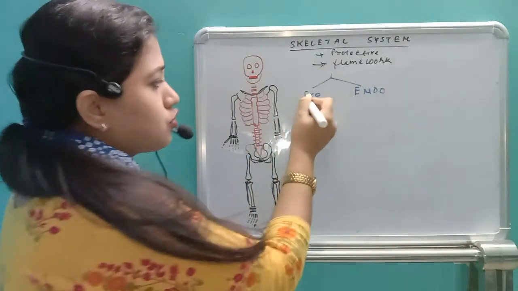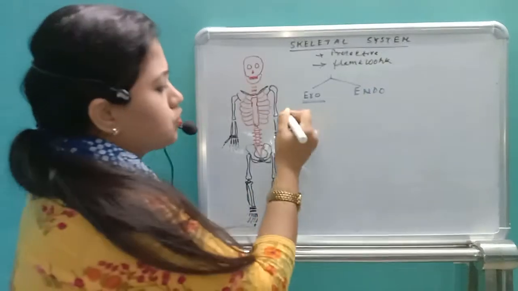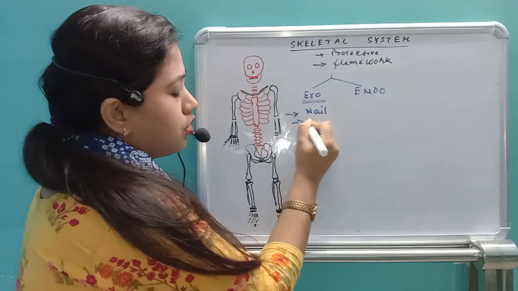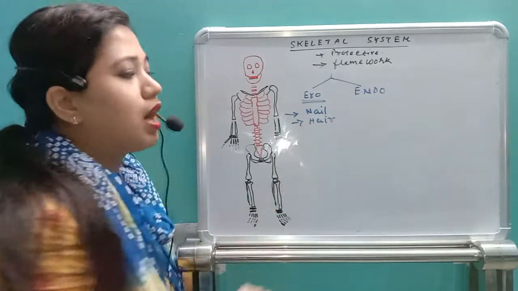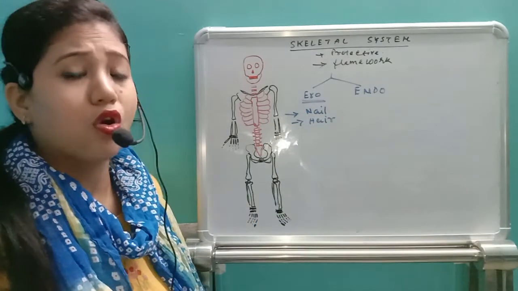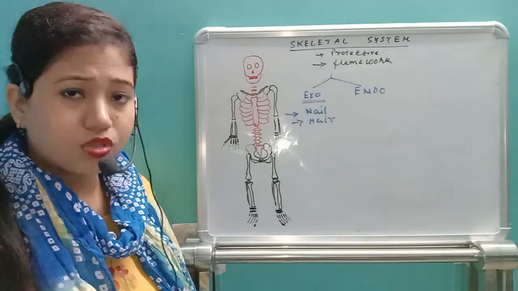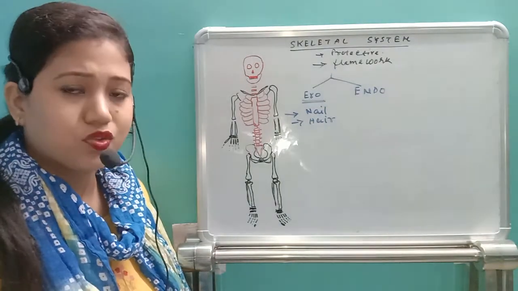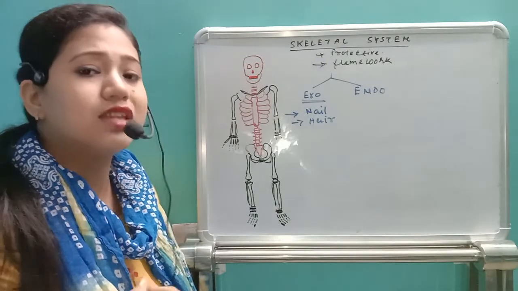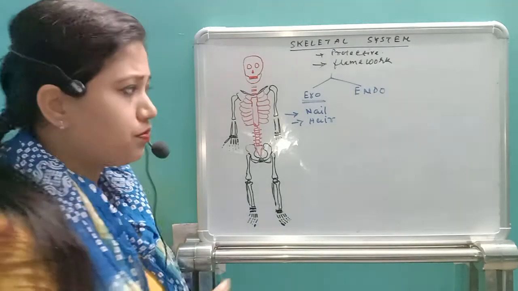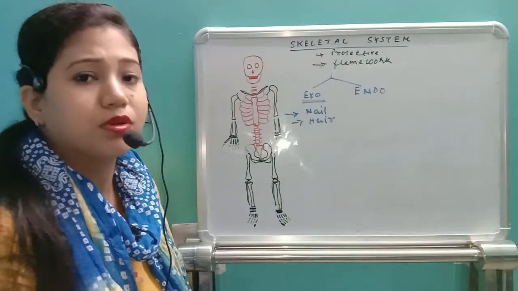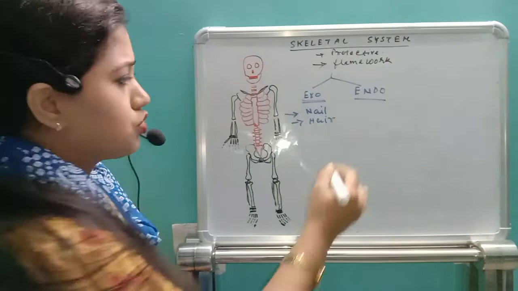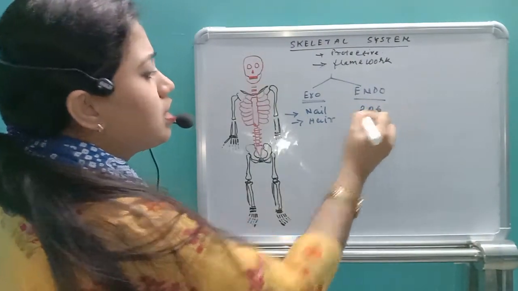In our case also we have exoskeleton. Our exoskeleton is our nails and hair. In other organisms, like dogs, goats, the horned animals, the horn is also a type of exoskeleton. In fishes, scales are also a type of exoskeleton. And remember, endoskeleton is this part. In the endoskeleton we are going to have 206 bones.